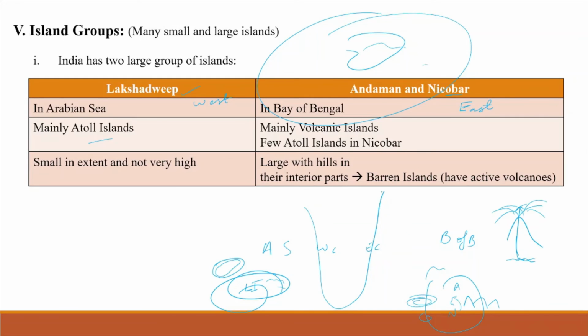And the most active volcanic island, or the most active volcanoes in the island, is the Barren Island. Over here in Barren Island, you have most of the volcanic activities taking place. Now, what is active? Matlab? It is still going on. Again, there's a chance that a volcanic eruption can take place. But a dead volcano, meaning the volcanic activities no more take place over here. But an active one, it can take place at any given time.